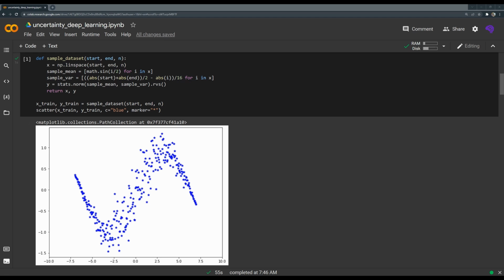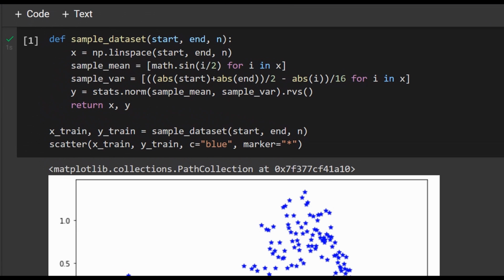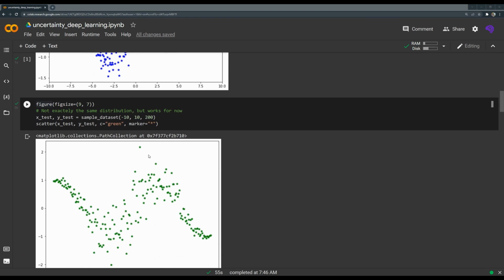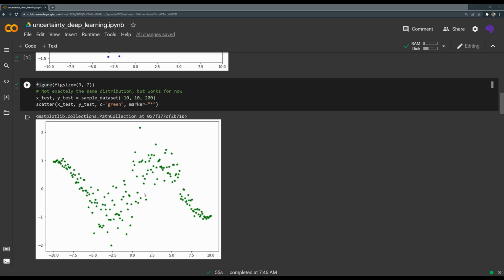And I created this data set with some math operations. So there's a sine function and I experimented with some formulas, but there's probably an easier way to define this data set. And then I've done the same for the test data set. And there I defined this function on a different range, which makes the output look slightly different.